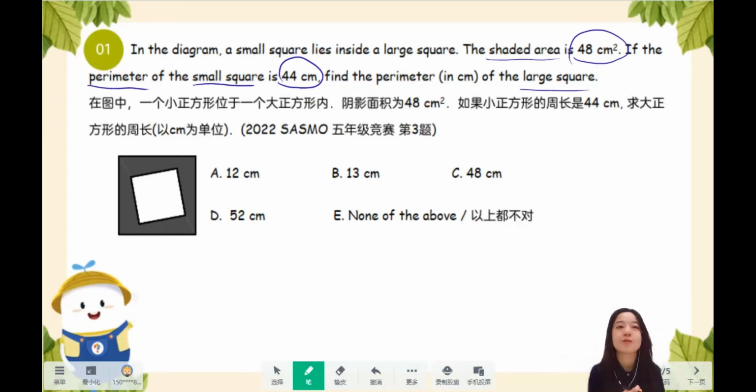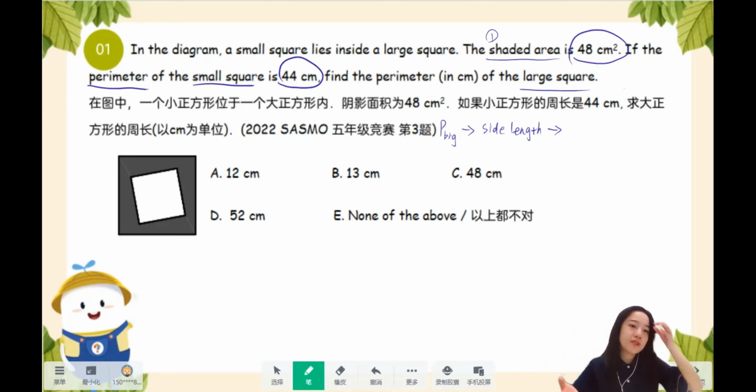It is easier to figure out the solution if we want to know the perimeter of the big square. So that means first we need to know the side length of the square, because the perimeter of the square equals side length times 4. But here, let's see in the question, is there any condition which is related to the large square? Yeah, there is one, the shaded area.